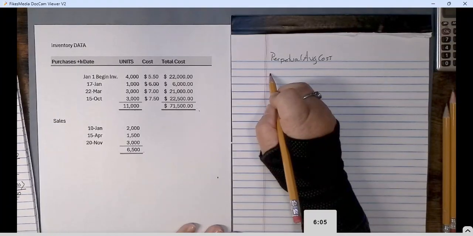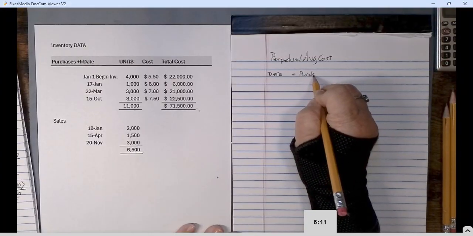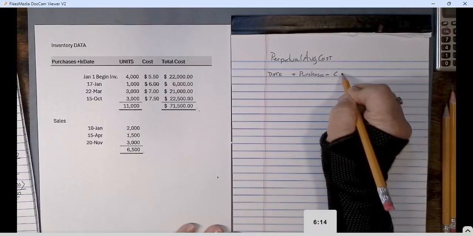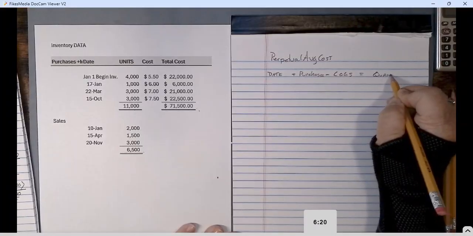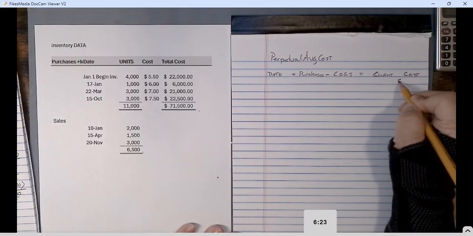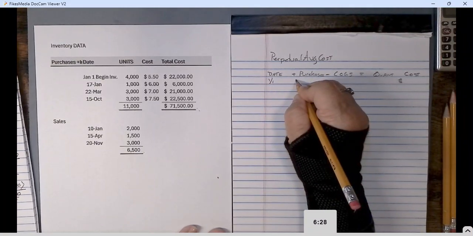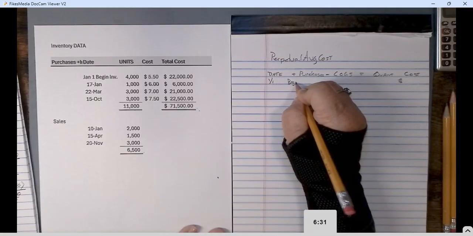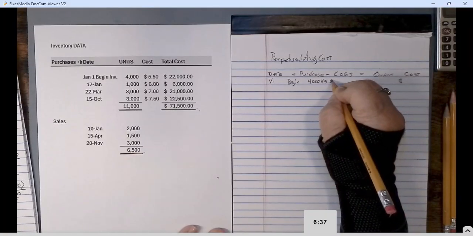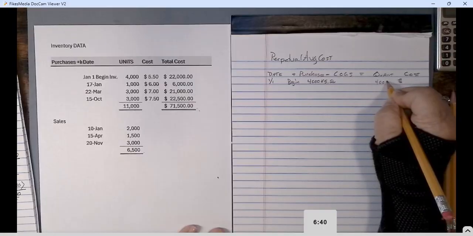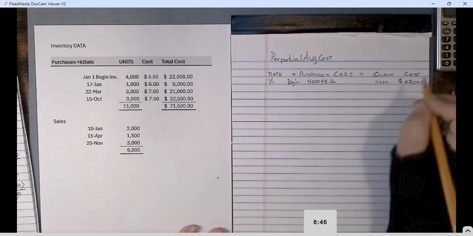In perpetual average cost, we're going to set up a framework with date, add purchases, minus cost of goods sold. I'm going to look at quantity and cost. So on 1-1, we began with inventory of 4,000 units at $5.50. So I had 4,000 units, and I extend this, and I have 22,000 in inventory to begin with.